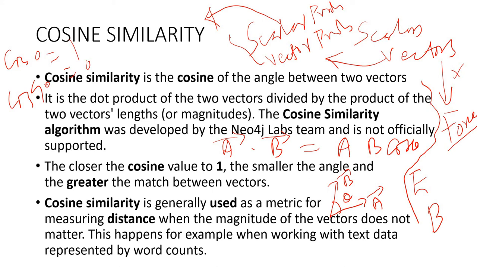Cosine similarity is generally used as a metric for measuring distance when the magnitude of the vectors does not matter. That is very important: when the magnitude of the vectors does not matter. This happens, for example, when working with text data represented by word counts. So we can use these things in NLP when we work with text data.